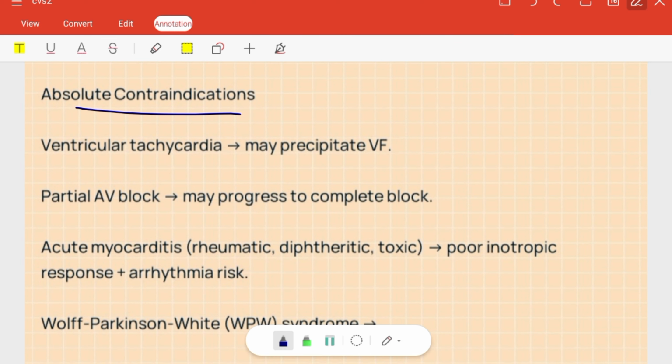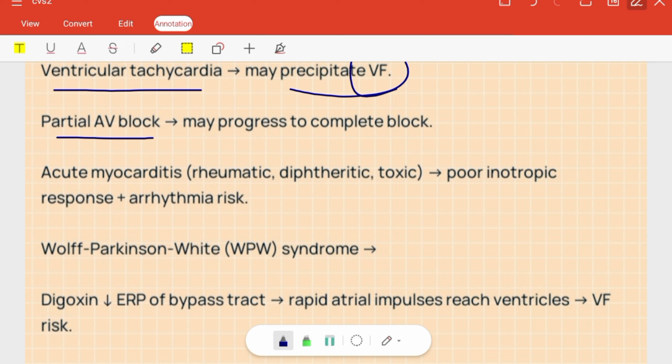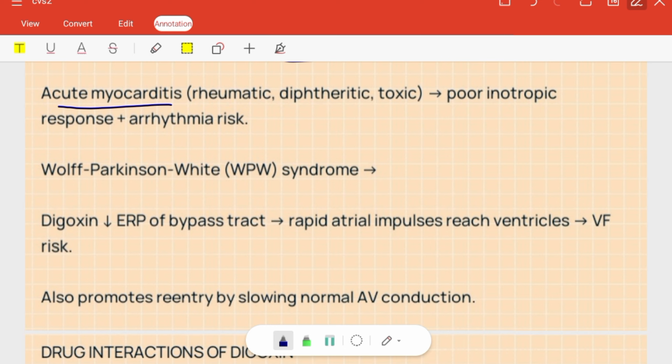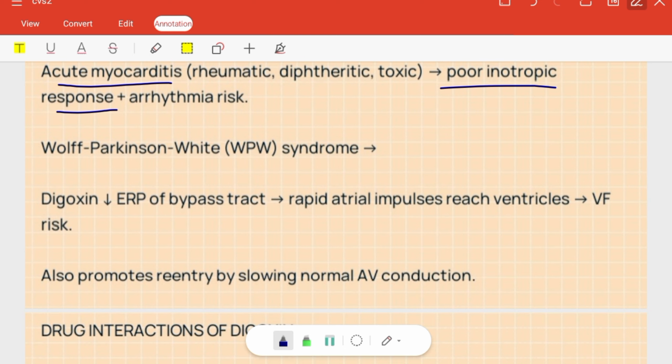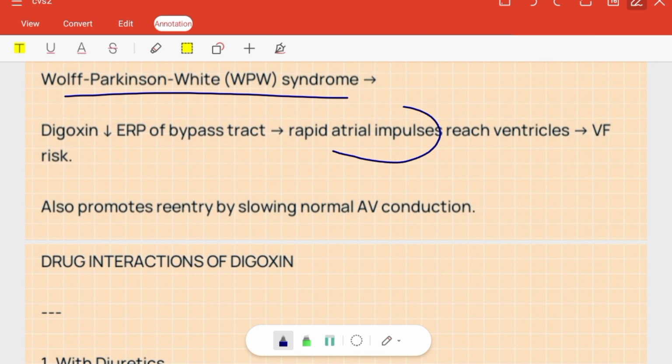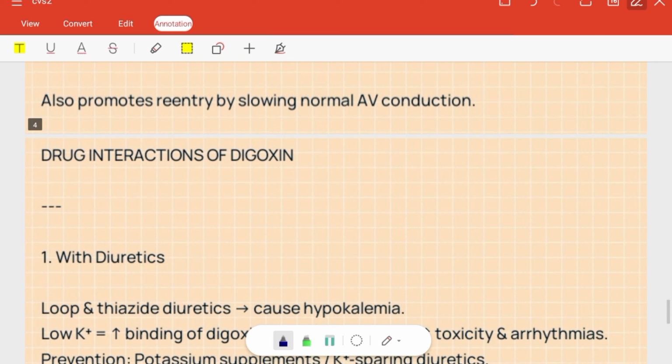What are the absolute contraindications? So absolute contraindications are ventricular tachycardia, which may precipitate ventricular flutter, and partial AV block, because digoxin already causes AV block. So when the patient is already with partial AV block, it may progress to complete AV block, which is very dangerous. Next is acute myocarditis because of its poor inotropic response, and Wolff-Parkinson-White syndrome, in which the abnormal atrial impulses reach the ventricles and cause ventricular flutter.